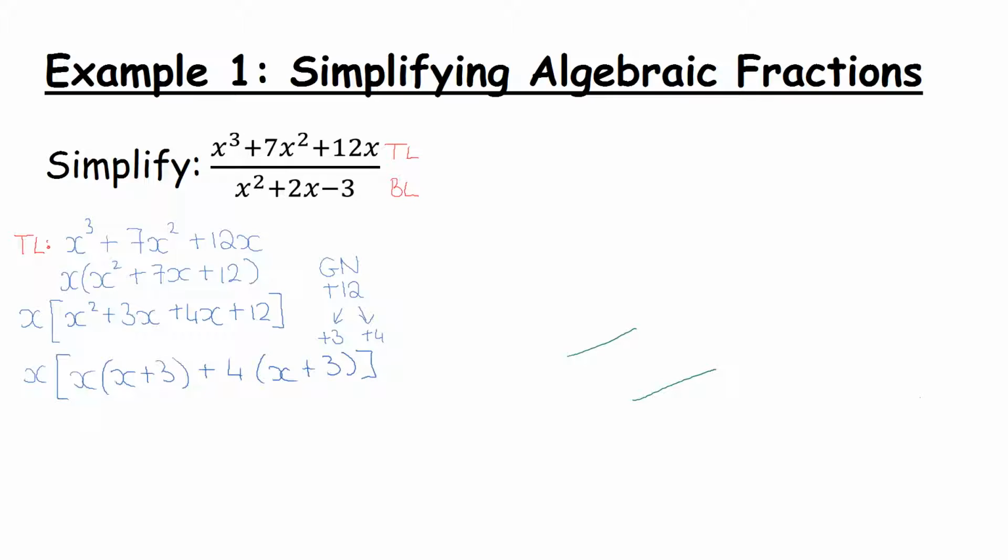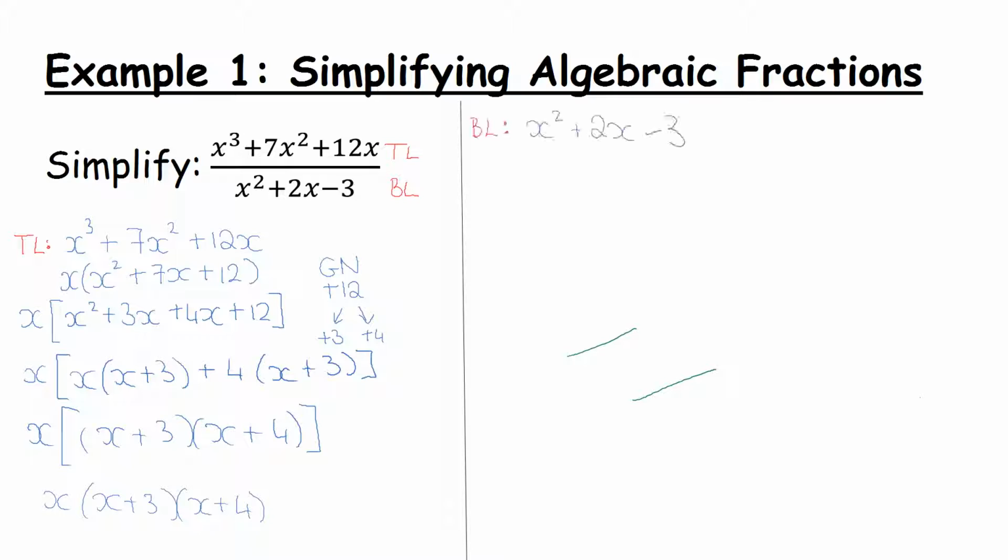So now I'm going to do my grouping. In the first two terms, x squared plus 3x, an x is common, and in the second set, a 4 is common. So now my check for this is, are my brackets the same? Yes, they are. They're both x plus 3. So they are now common. So I'll pull those out and it leaves me with an x plus 4. To clean that up, we'll just drop those square brackets. They're not required anymore. And that is the top line fully factorized. So let's move on to the bottom line then.